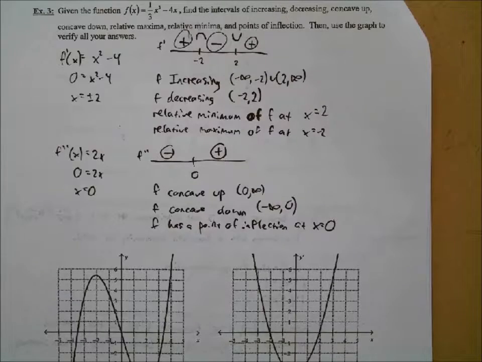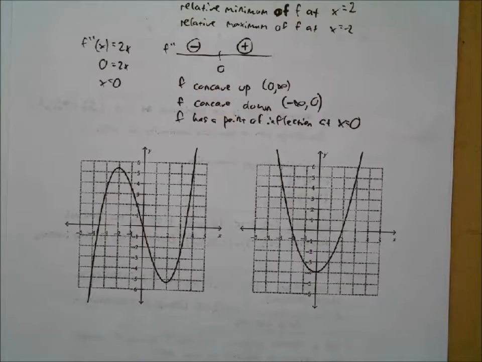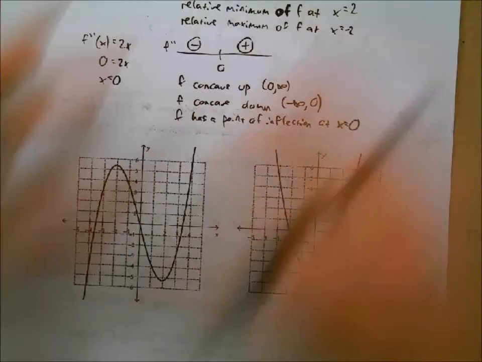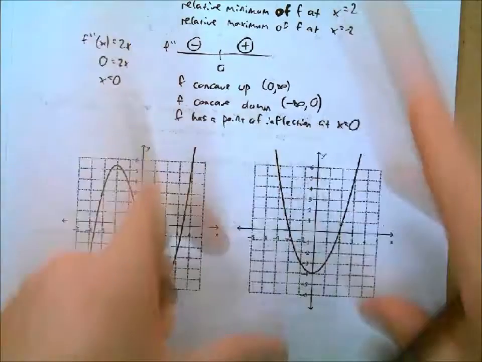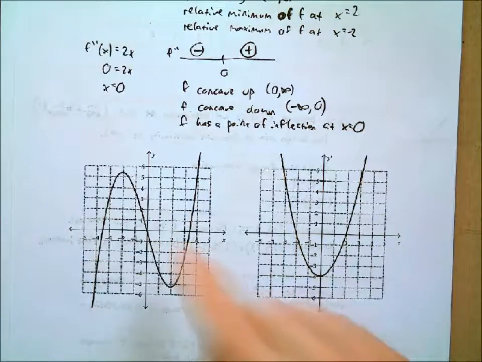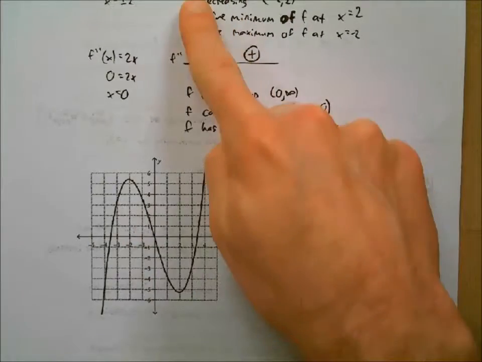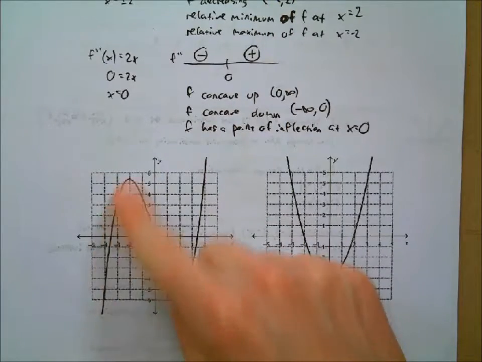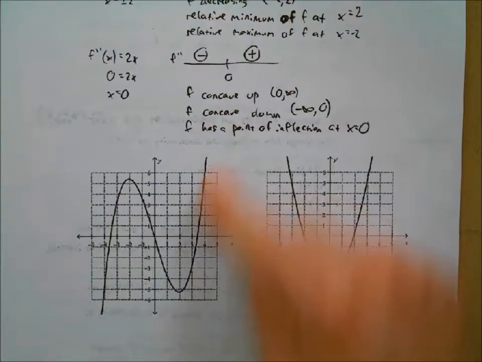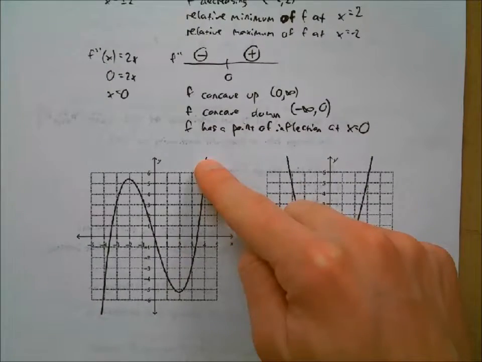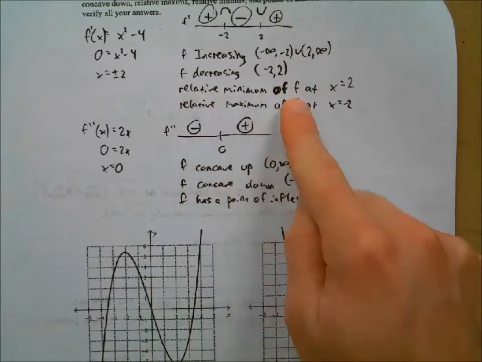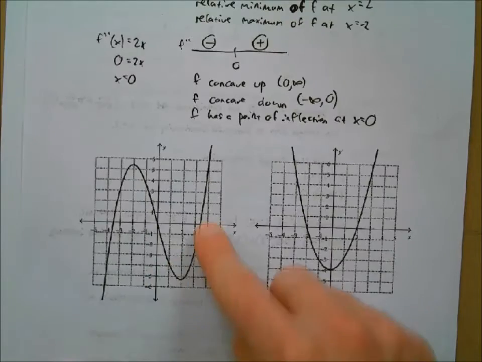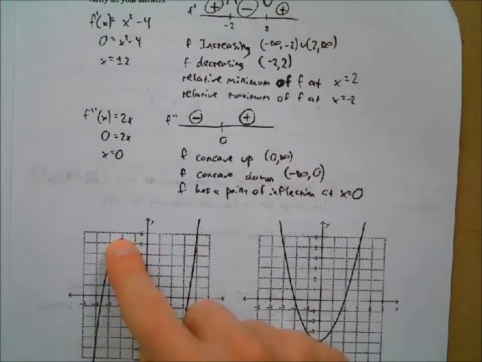Okay? So the purpose of this was to take all this information and to see it happening here, and then also see it happening here as well, right? So let's take a look at this. Okay, so we're saying that f is increasing from negative infinity to negative 2, and certainly our graph is increasing, and also from 2 to infinity. We can see it as well. We're also saying that we have a relative minimum of f at x equals 2, and certainly at 2 we do have a relative minimum there, a little valley, right? And at x equals negative 2 we have a relative maximum, a hill.